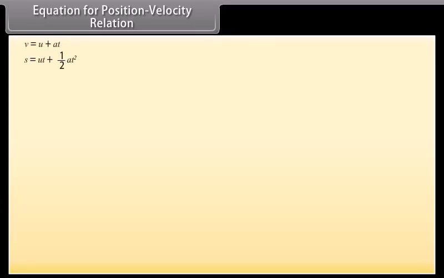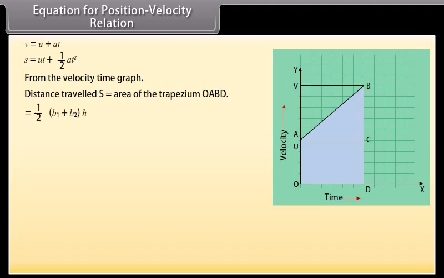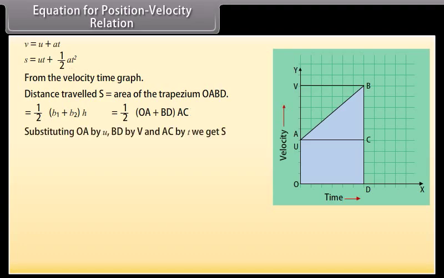Equation for position-velocity relation. The third equation will be obtained from these two equations. From the velocity-time graph, distance traveled s is equal to the area of the trapezium OABD. This is 1 upon 2 into (B1 plus B2) into h, which is equal to 1 upon 2 into (OA plus BD) into AC. Substituting OA by u, BD by v, and AC by t, we get s is equal to 1 upon 2 into (u plus v) into t, equation 1.